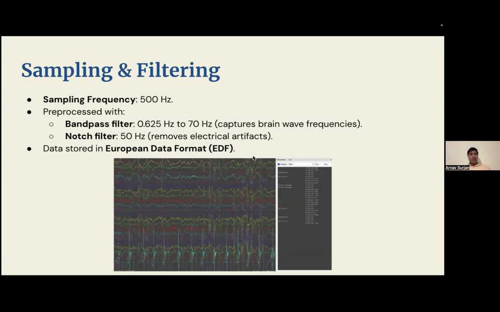The data was sampled at a frequency of 500 hertz and pre-processed with a bandpass filter and a notch filter. The data was then stored in the European data format. This is an example of a visualization of a patient's EEG data.